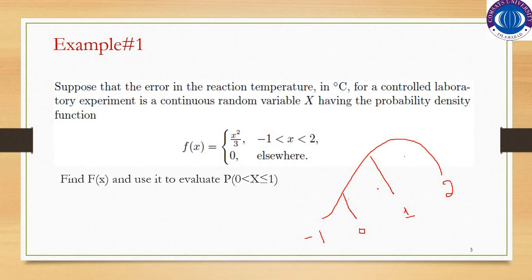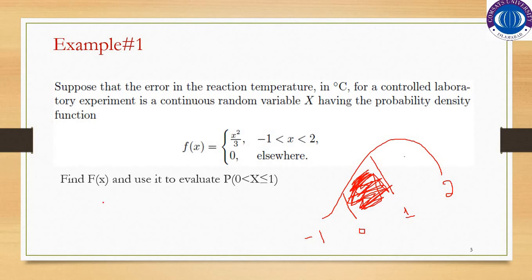So what does this mean? This is the probability density function. The area under this curve should be equal to 1, as this is a probability density function. Whenever you are finding the probability 0 less than x less than or equal to 1, you are basically finding the area between the 2 points, 0 and 1. You are basically finding this.